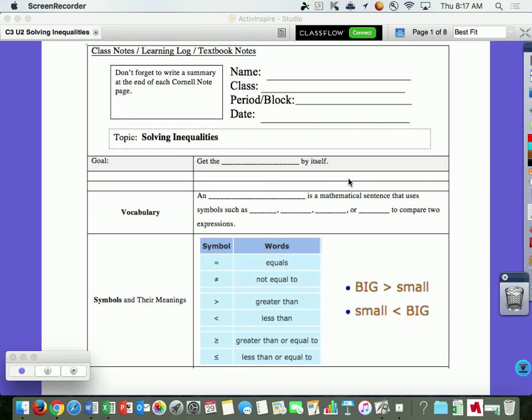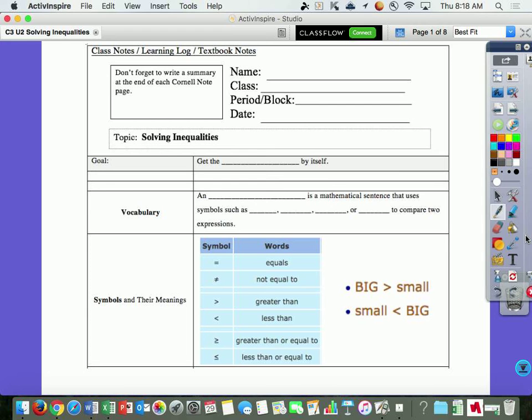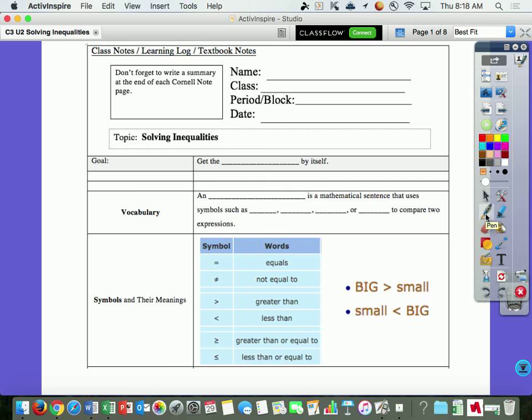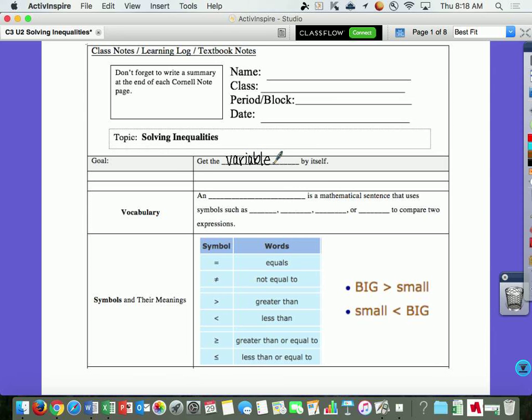So the goal that we are going to be doing is the same goal that we have had this entire time. It's the same one that we have had when solving equations. The goal is to get the variable by itself. And the reason we want to get the variable by itself is because then we can find out what the variable actually means, what it actually represents. Like x equals 6 tells us that x is 6. The whole point of solving inequalities and solving equations is to find out what that variable means.